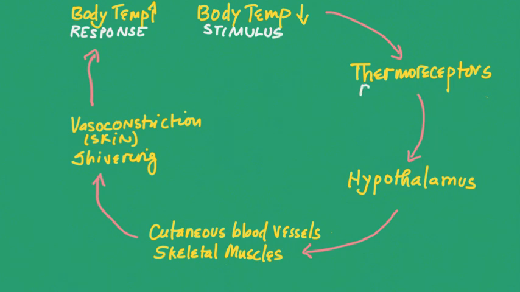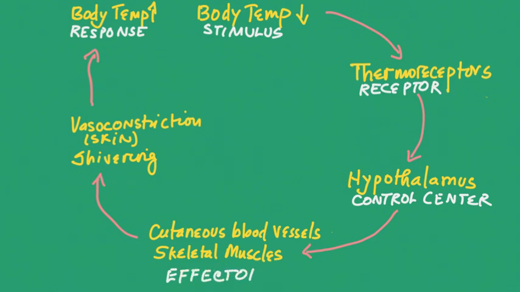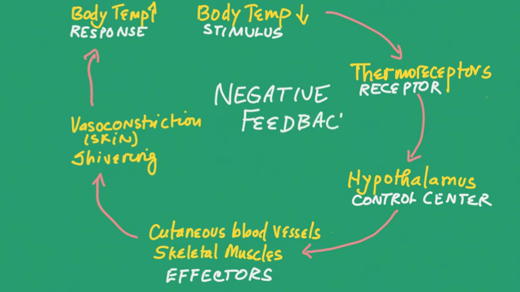The stimulus we started with was body temperature going down. The thermoreceptors are the receptor. Hypothalamus is the control center. The cutaneous blood vessels and the skeletal muscles are the effectors. And the vasoconstriction and shivering help to raise body temperature. Again, the response and stimulus are operating in opposite directions, and therefore we call this a negative feedback.